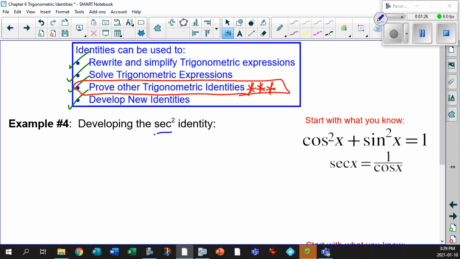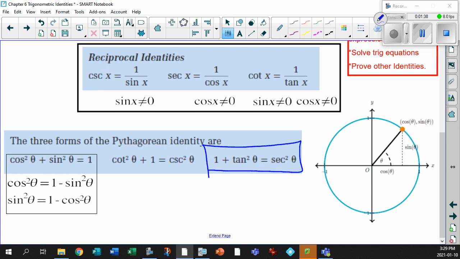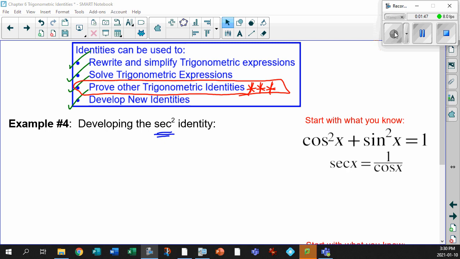I want to prove the secant squared identity. Well, wait a second. What is the secant squared identity? Surprising enough, you've seen it already. Watch this. Remember this page from a previous podcast? There it is right there. Secant squared actually equals 1 plus tan squared theta. But where the heck did they get that from? Well, let me show you. That's what this is all about.